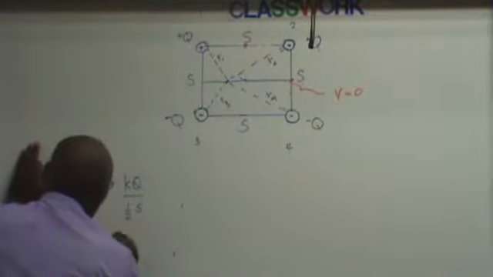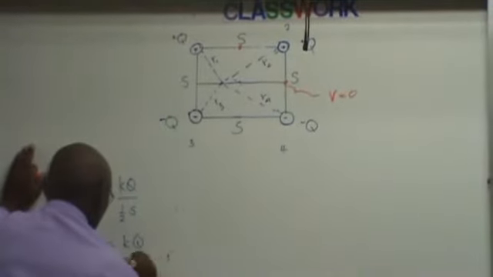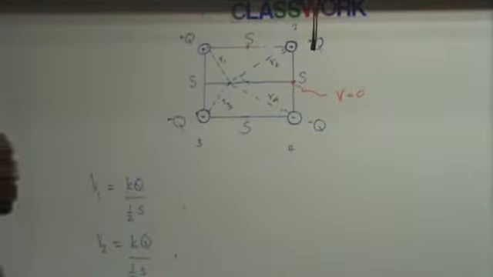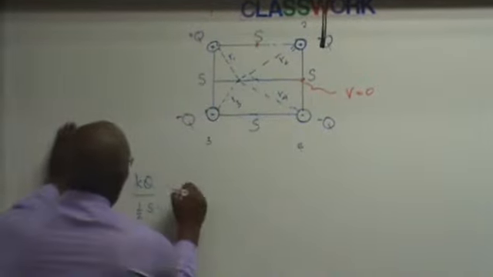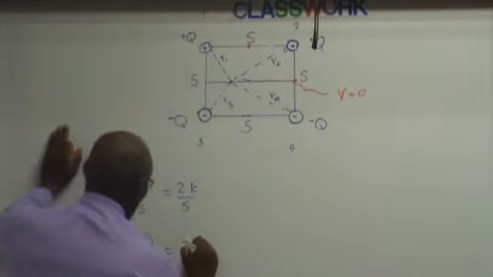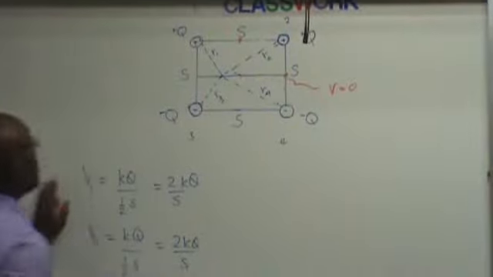V2 is KQ over 1/2 S again. Actually, I can write this as 2K over S. 2KQ over S. So that's V1 and V2.